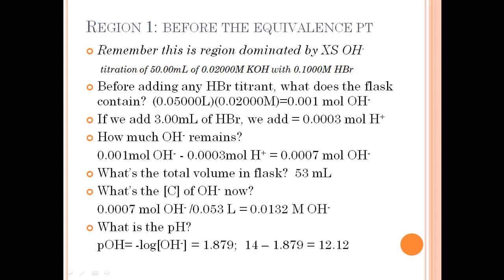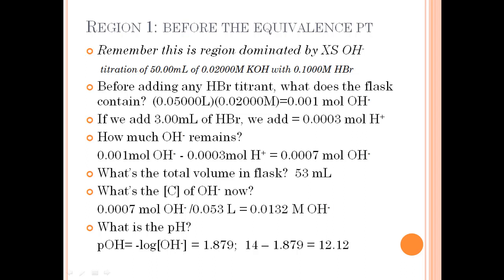Now let's say we add 3 mils of HBr. How many moles is that? Well, we're going to take 0.003 liters times the molarity of the HBr, which is 0.1, multiply those together, and that gives you how many moles of H plus you're adding, which is 0.003 moles of H plus.